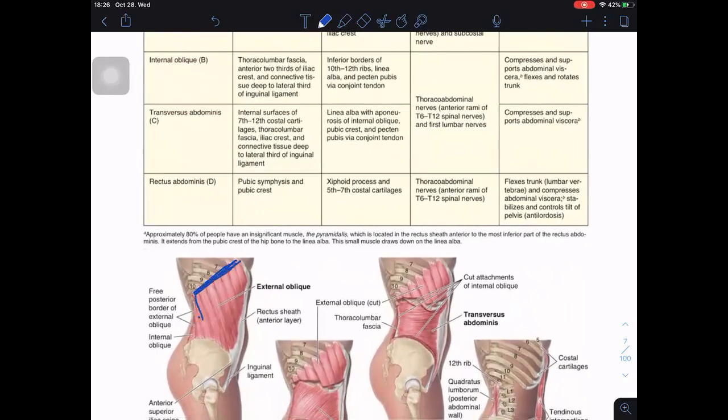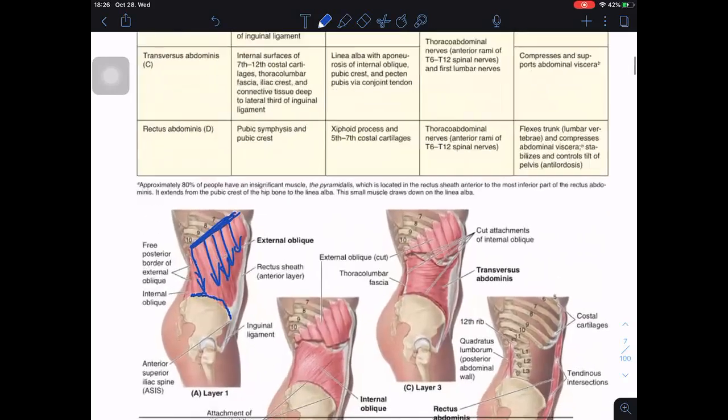And as you see, the fibers are running down vertically, inferomedially. So external oblique muscles, remember, they are pointed toward the external genital organs. That's an easy way to learn it, all right? The inferior attachment of the muscle is to the iliac crest, anterior superior spine.